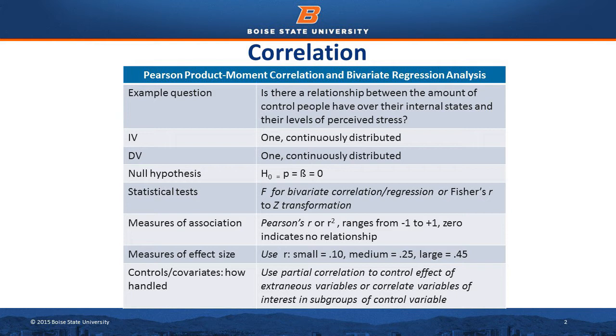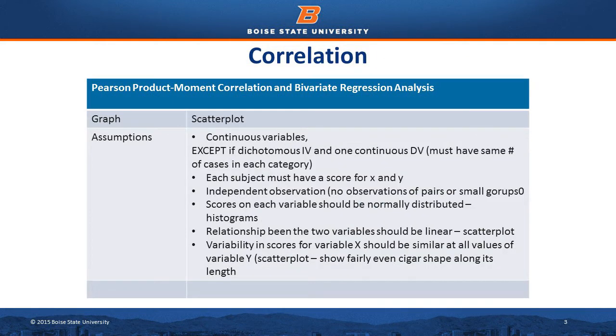The statistical test that we will examine for bivariate analysis of continuous variables is the measure of association, or Pearson's R, with values that range from -1 to +1, with 0 indicating no relationship. We can also measure the effect size with R². The graph that we can use to examine the relationship between two continuous variables is the scatter plot.